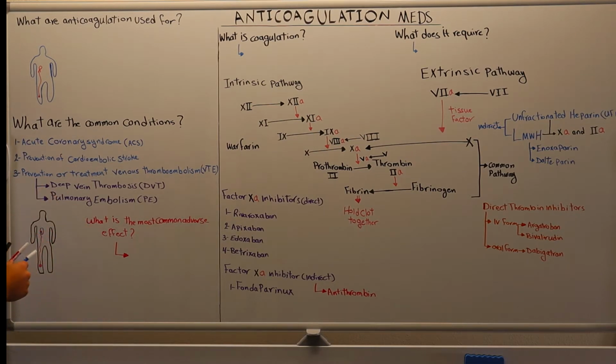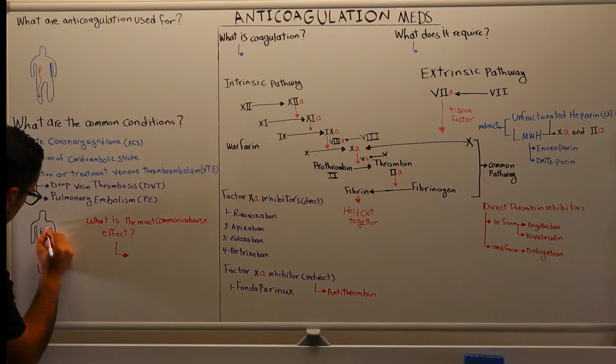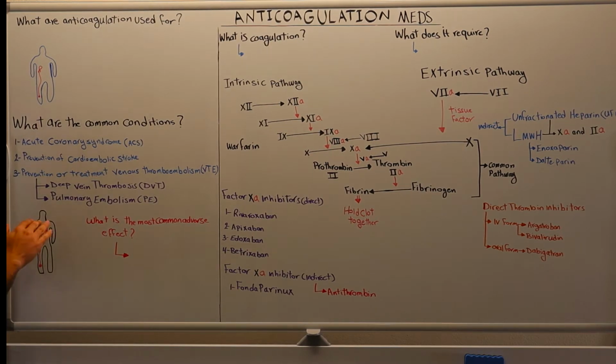The other condition is if we have a clot in the heart. Once a clot forms in the heart, this is called acute coronary syndrome, ACS. And what's happening in this condition is that the amount of blood that is delivered to the heart is reduced. And that's due to the fact that we have a clot in there.